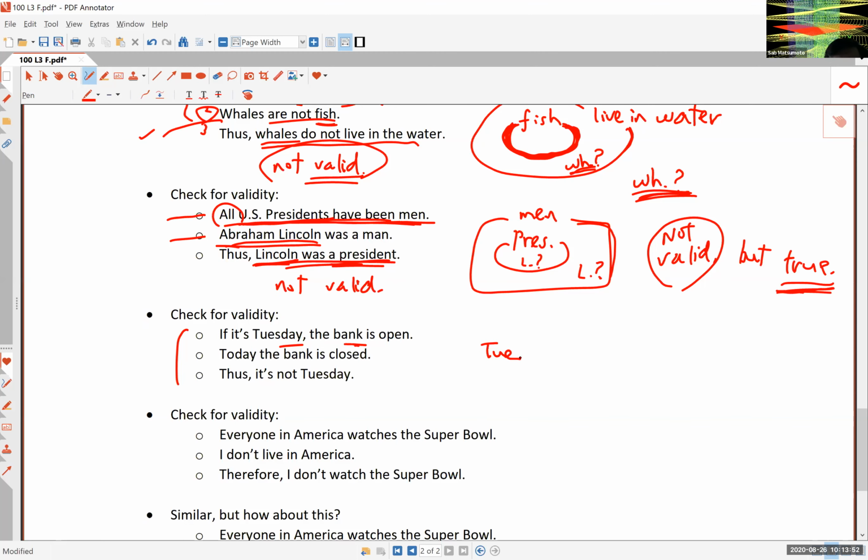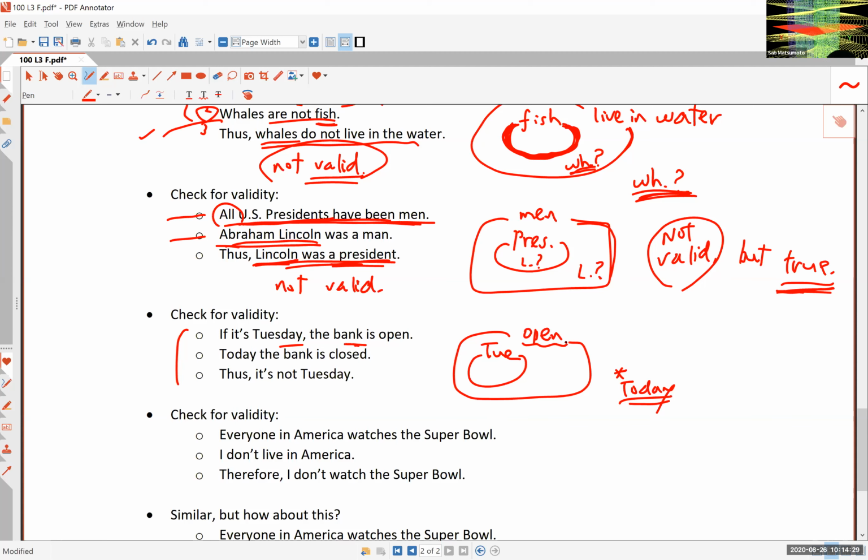If it's Tuesday, and you have lots of Tuesdays in the calendar, then the bank is open. So Tuesday happens to be in the inner circle of the days when the bank is open, right? Tuesdays and open days. Today, the bank is closed, okay? So where is today? Well, today has to be out here, because the bank is closed. Today does not belong to the days when the bank is open, right? And therefore, it's not Tuesday.